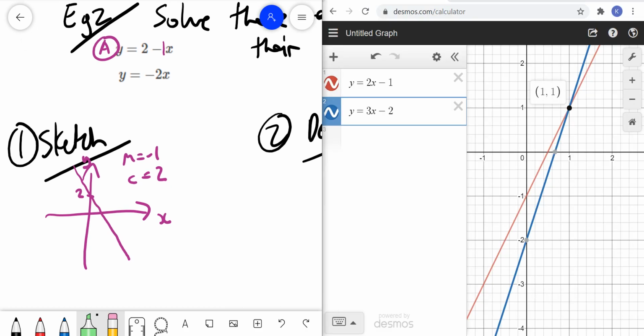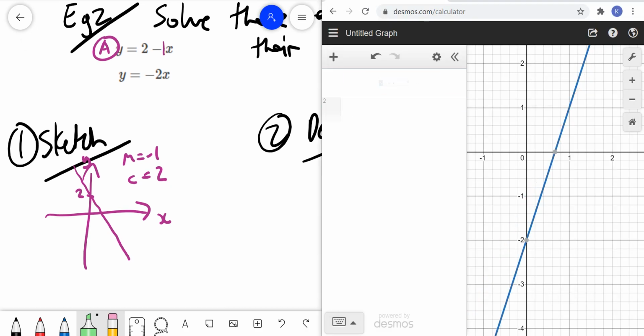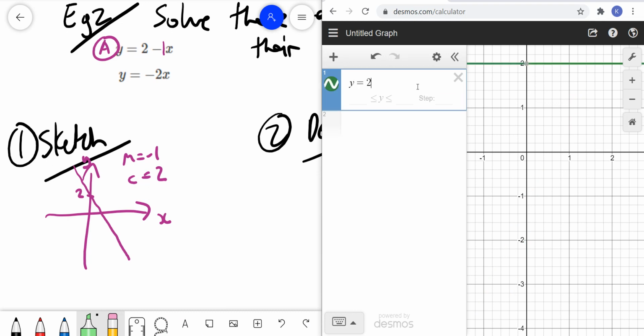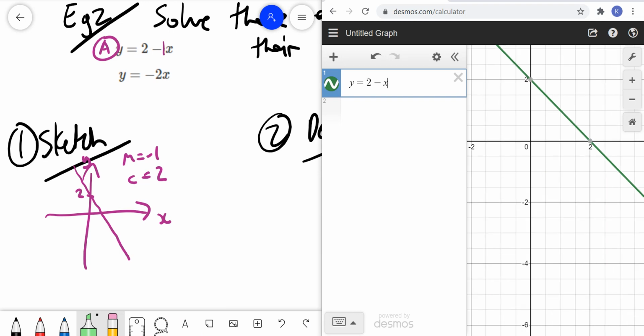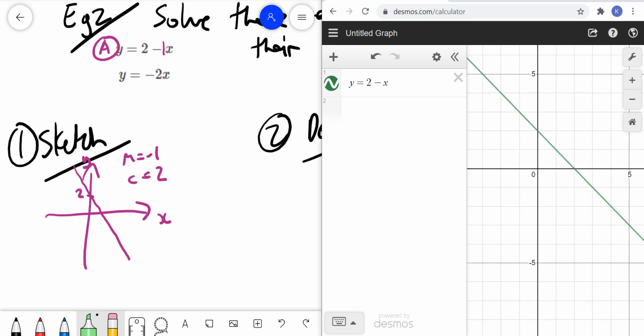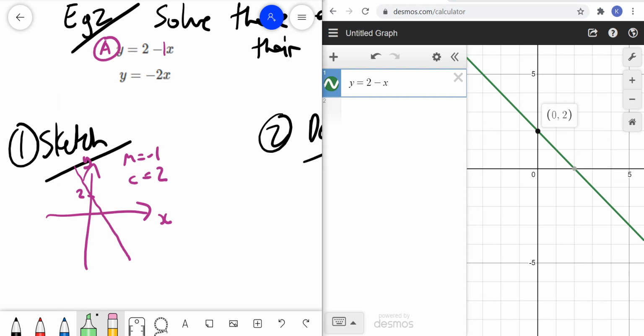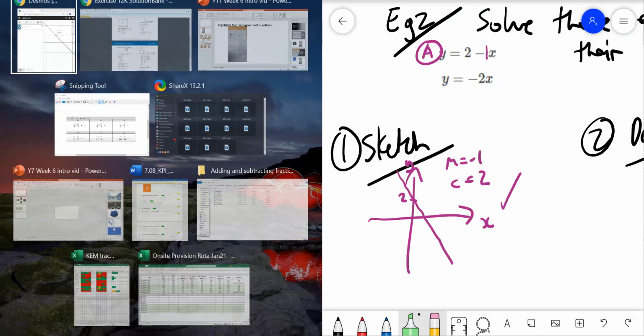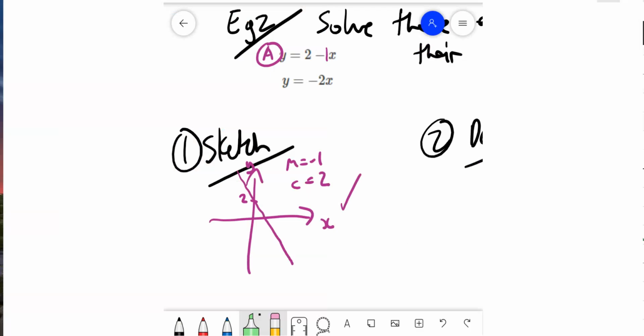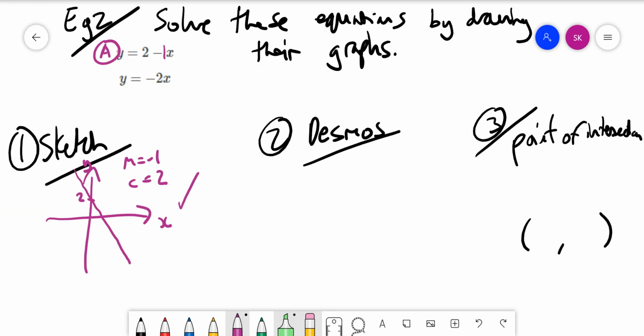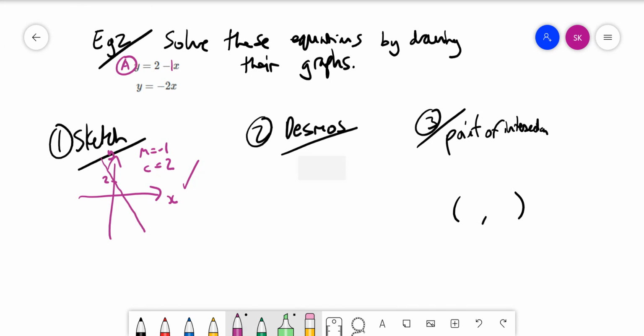Let me check. Get rid of my graphs from before. I'll write y equals 2 minus x. There it is. You can see it's crossing the y-axis at 0, 2, and it's going down from left to right. So I know that this over here is correct. Zoom out a little bit so I've got a bit more space to do equation B.